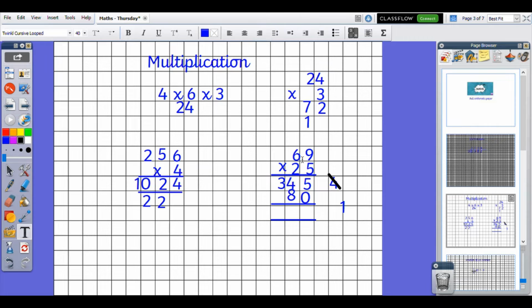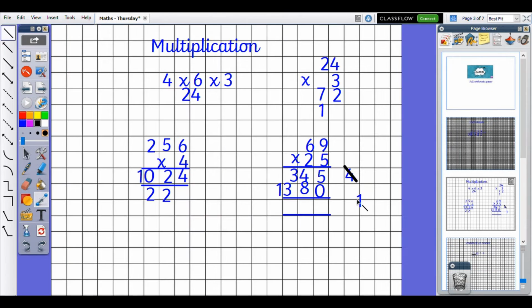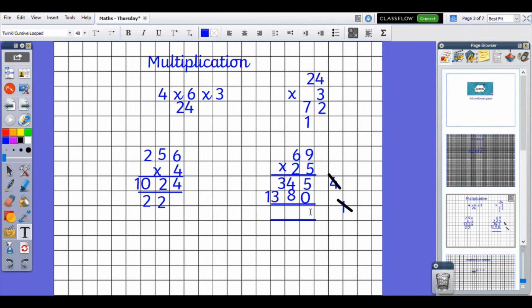Then we've got 2 times 6 gives me 12. Add my 1 gives me 13. Okay, and I need to cross my 1 out. Then I've got 5, and I'm going to add these two numbers together now to give me the full answer.